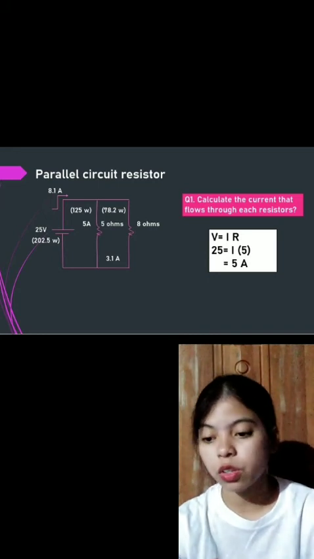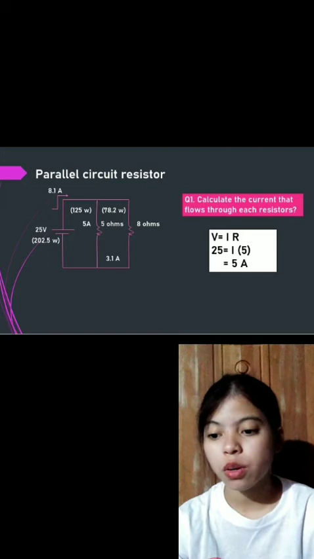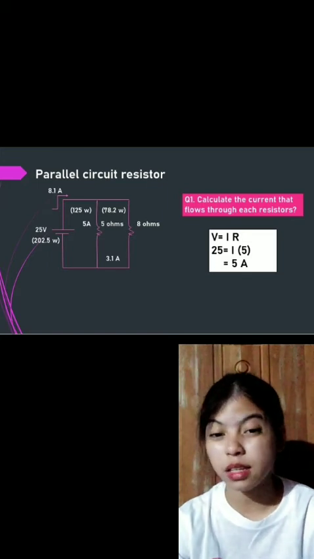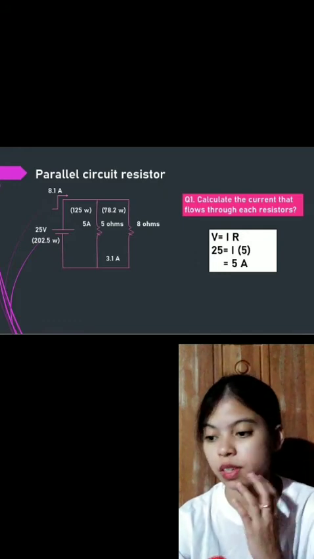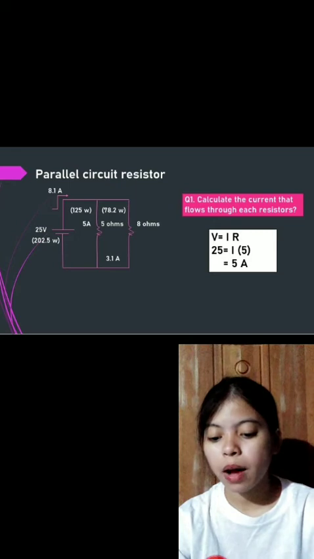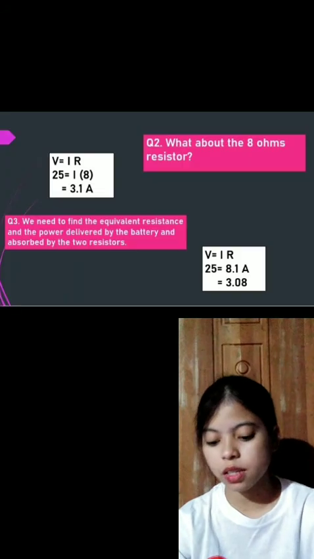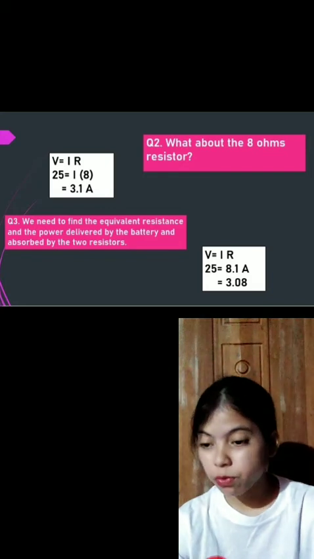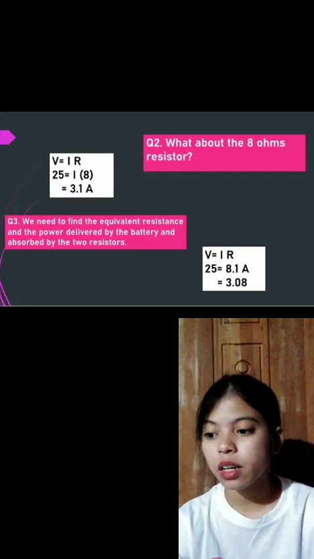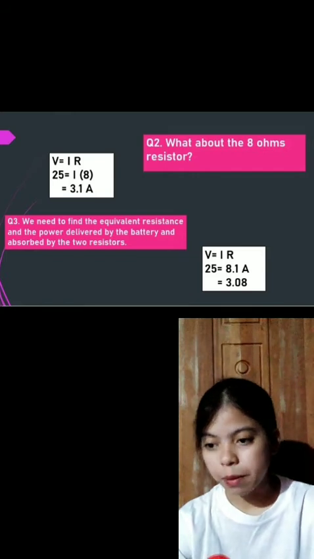Let's use this equation, which is V equals I times R. The voltage here obviously is 25 equals I times 5, the first resistor, and we will get 5 amps. The second question is, what about the 8 ohm resistor? V equals I times R, so the voltage 25 equals I times 8 ohms. Then we will have 3.1 amps.